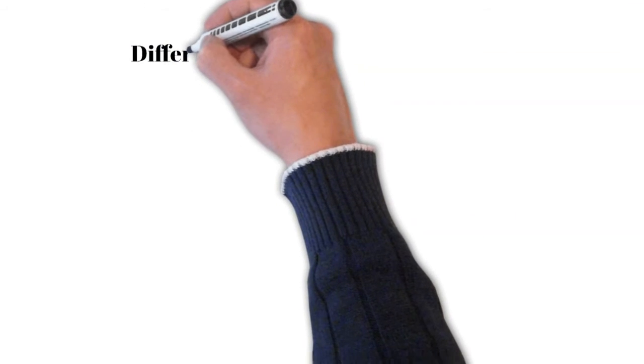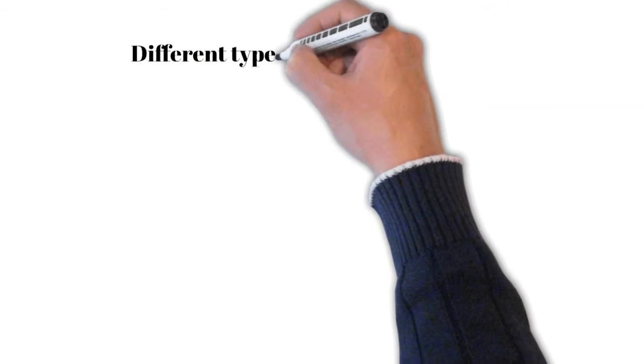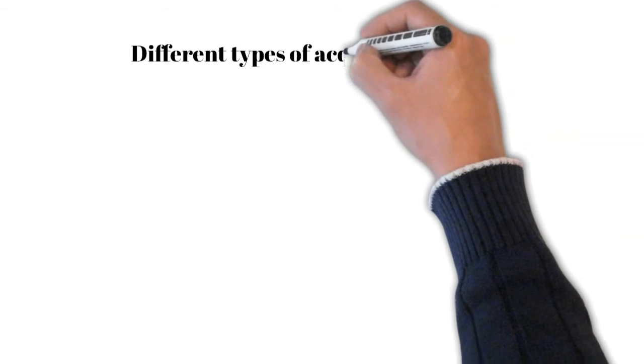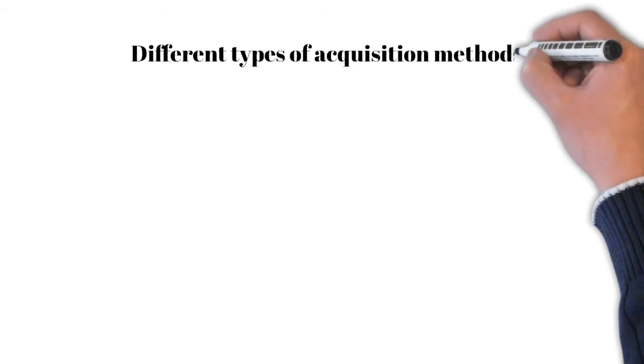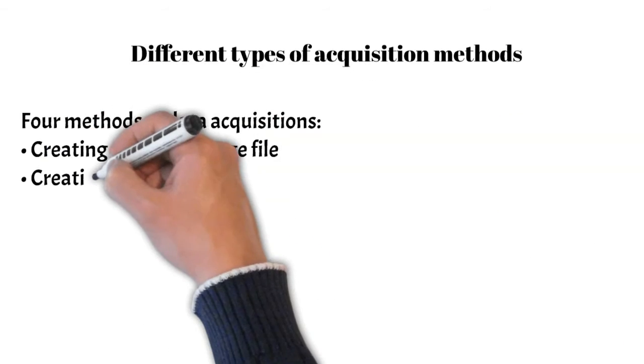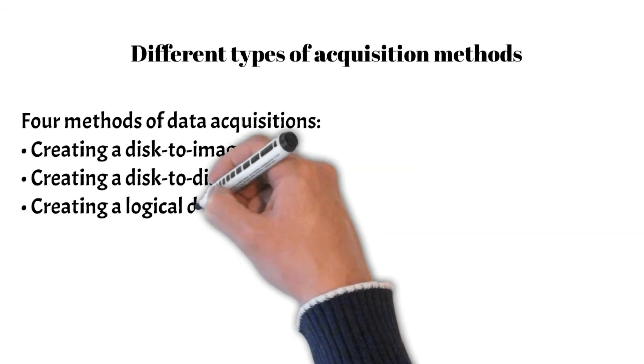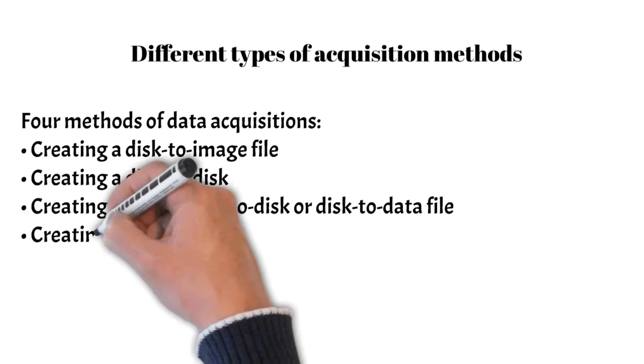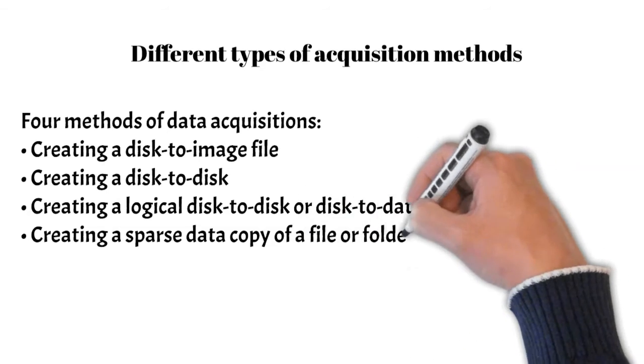To ensure we are all on the same page, we have just covered different types of formats for storing digital evidence. Now we are going to look at the 4 methods of acquiring data for forensic analysis, which are disk to image file, disk to disk copy, logical disk to disk or disk to data file, or sparse data copy of a folder or file.